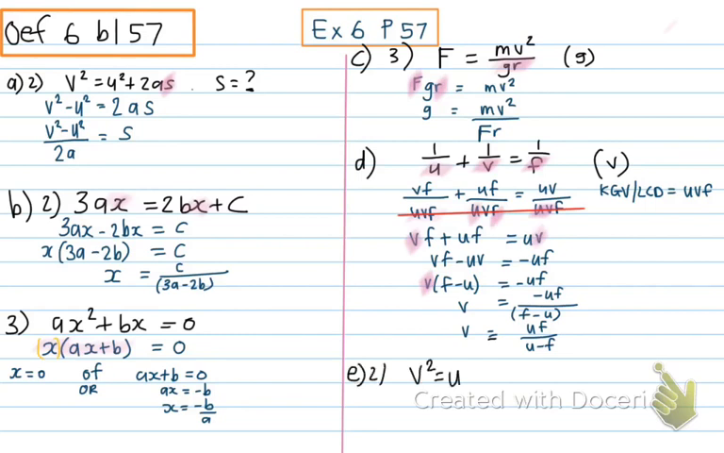Then number E2, V squared is equal to U squared plus 2AS. Okay, so V squared, I want to make U the subject. So I have to take the 2AS over. I have V squared minus 2AS is equal to U squared. Then there's still a squared that's bothering me. So I'm going to get the square root on the other side. I have the square root of V squared minus 2AS. And then I have U alone.